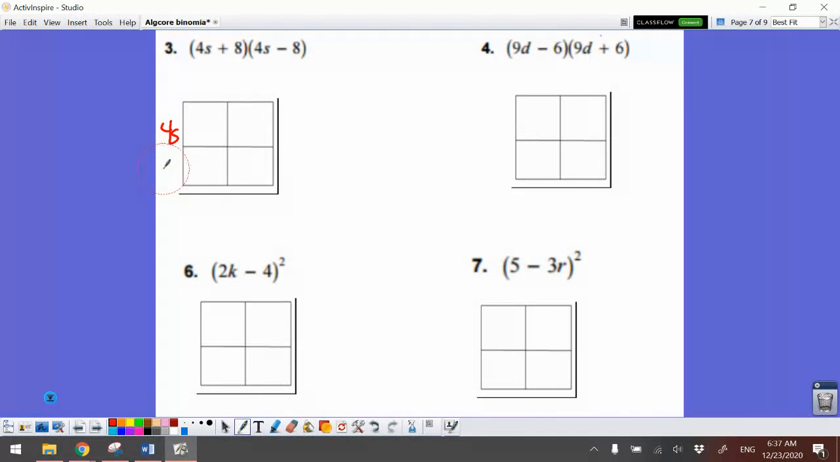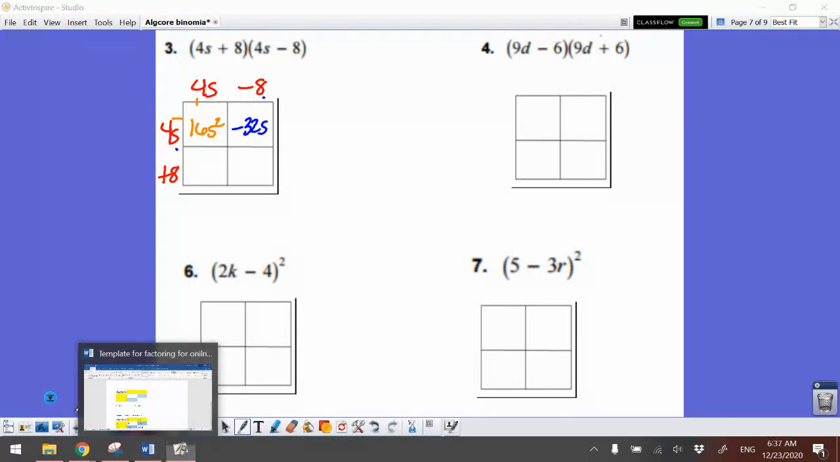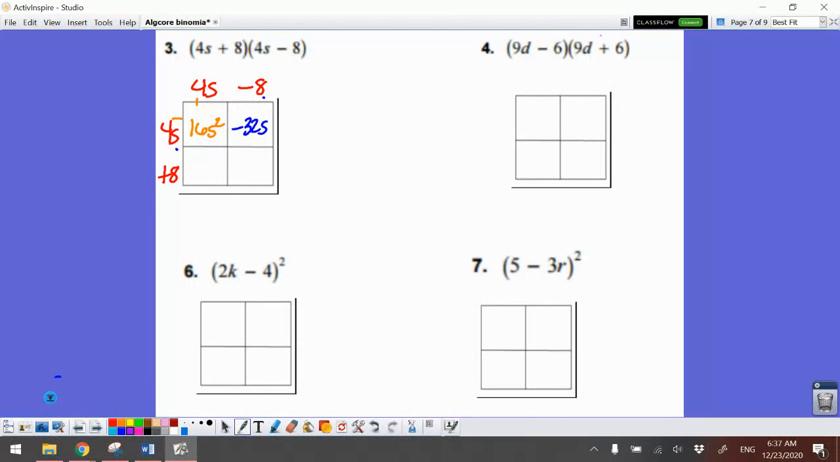All right, so remember, we go ahead and write our binomials on the left side and the right side, and then we're going to multiply to get each box. So again, I'm using these two for this one. So 16s squared. And the next one are the blues, so negative 32, and an s. And then I need these two, so positive 32 and an s. And my last term is going to be the 8 and the negative 8, which is a negative 64.